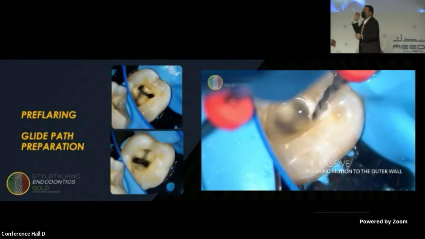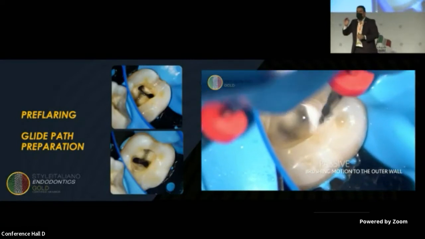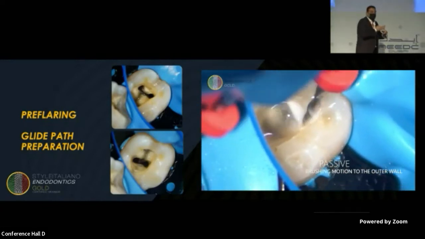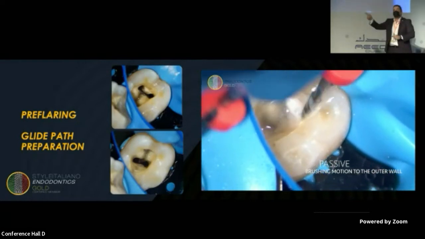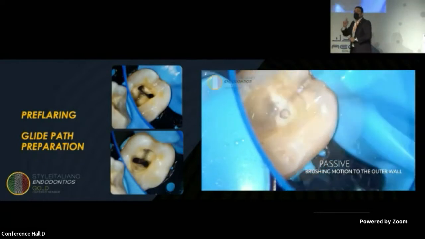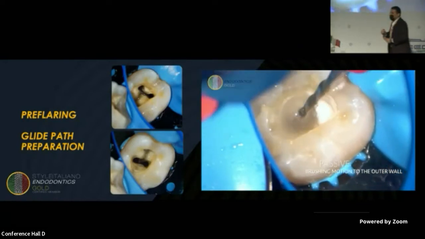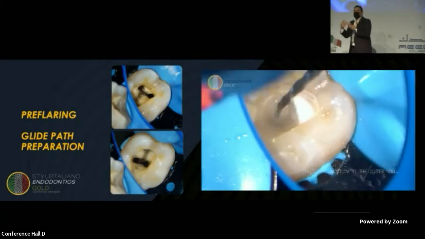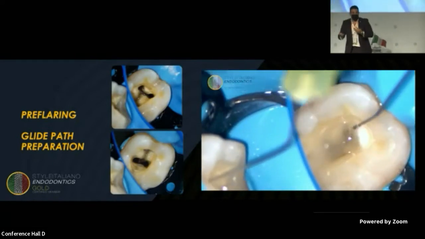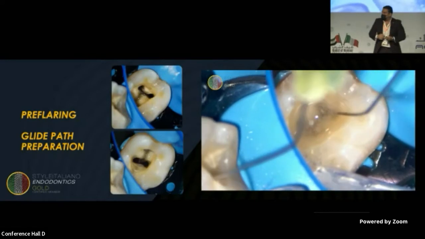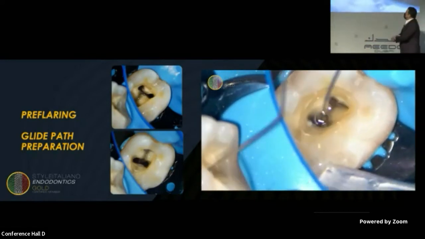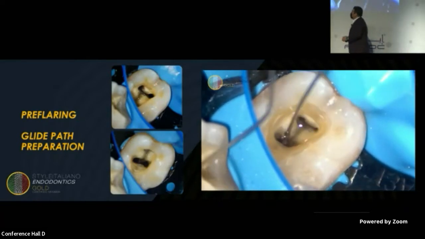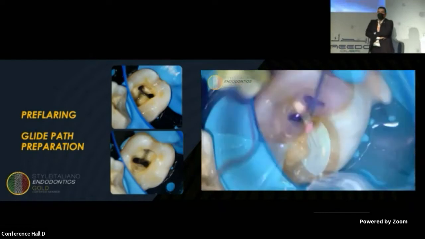Pre-flaring is already proved in literature: if you do pre-flaring, you avoid many errors like ledge, instrument separation, straightening of the canal. Before introducing my hand file to the full working length, I'm first doing pre-flaring, enlarging the coronal portion of the canal. After enlarging the coronal portion of the canal, I can easily go to the apical third or the apical zone by manual files to do what's called glide path. Here, after pre-flaring and enlarging the coronal third, now I'll start doing my glide path preparation.